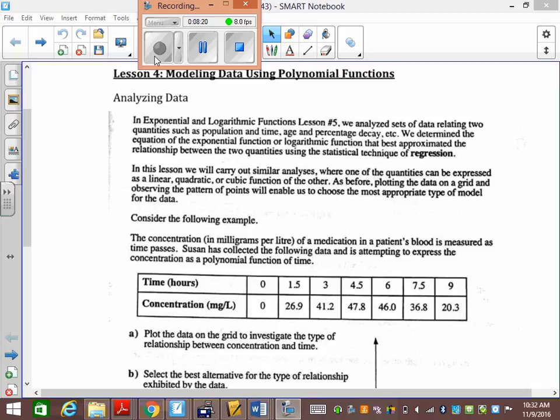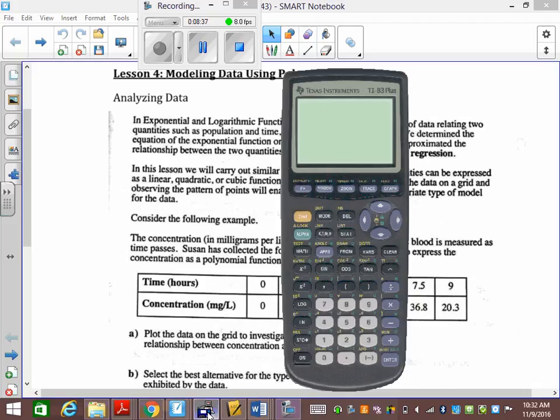If you look on here, it says, hey, enter data into lists. So that's what you're going to do first. How do you do that? Anything that's in a little box is a button. So you're going to press stat. Go to your calculator, and you're going to press stat. Stat, right here. It's below the delete button. And then you're going to press edit, because you want to edit the list.